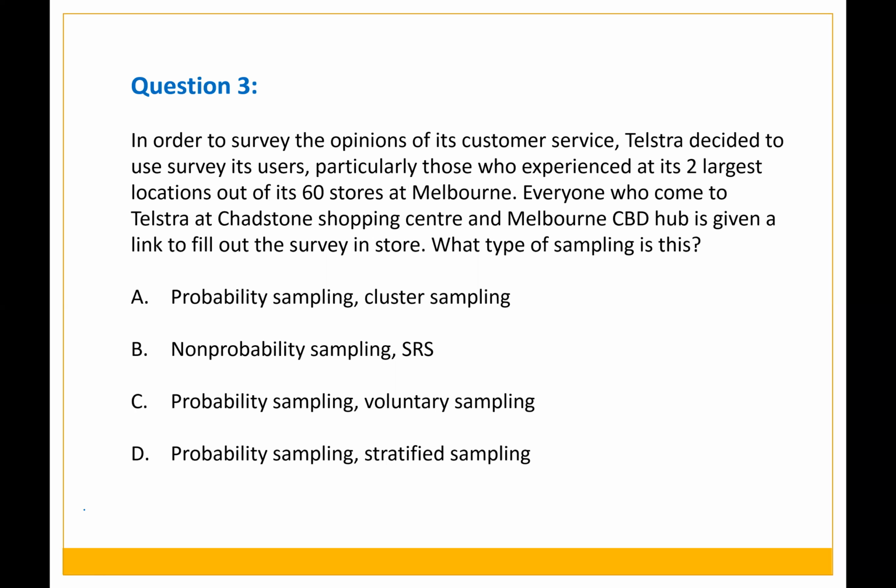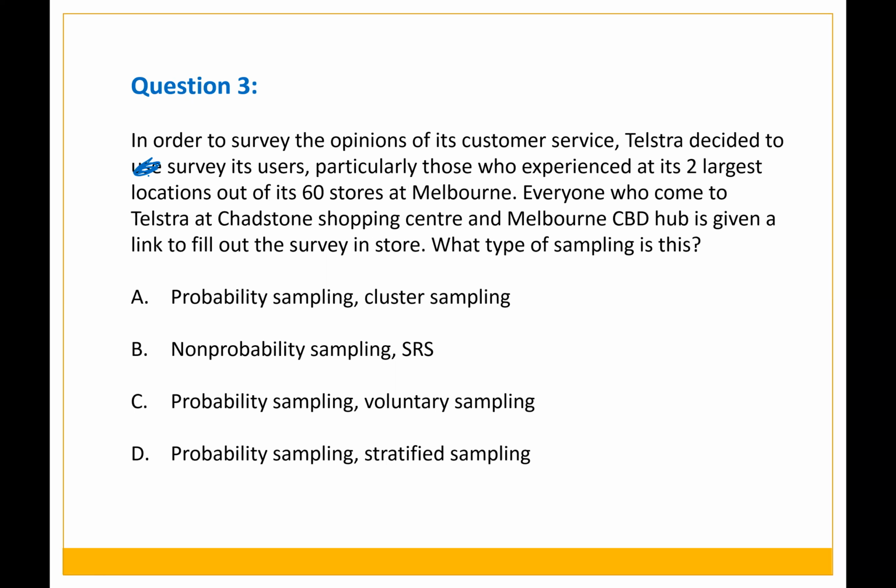So now we're going to go to question 3. Again, pause me now if you want to work on it on your own. In order to survey the opinions of its customer service, Telstra decided to survey its users, particularly those who experience its two largest locations out of its 60 stores in Melbourne. I don't even know if it's the right number, I'll just make it up. Everyone who comes to Telstra at Chadstone Shopping Centre and Melbourne CBD Hub is given a link to fill out the survey in store. What type of sampling is it?